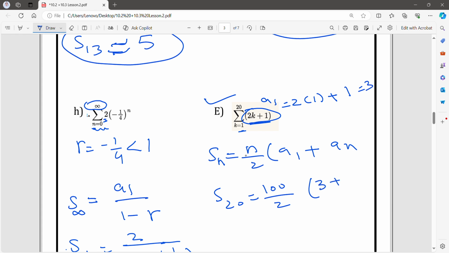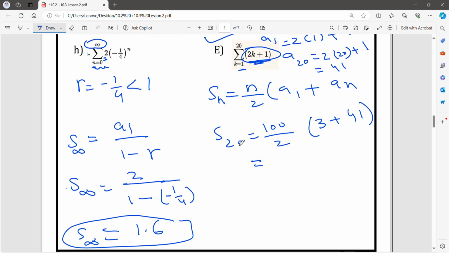Now an means what? An means your a20, the 20th term. So now again you will take the same expression 2k. So 2 times 20 now, because here it is 20, right? And plus 1, which is 40 plus 1, 41. Or you can give it to the calculator, it's 41. And now just give it to the calculator and you will get the sum.